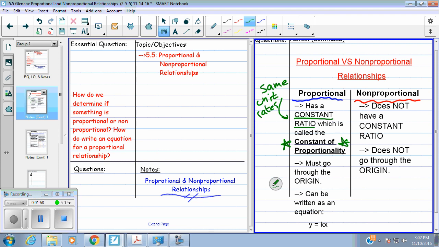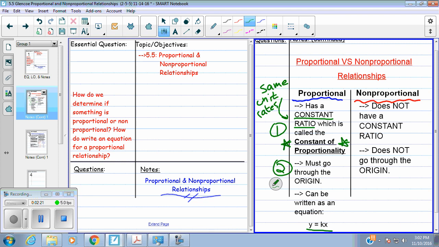For something to be proportional, it has to have the same unit rates, constant ratio, or constant of proportionality. It also must go through the origin when we graph it. And lastly, if it is these two things, one, same ratio, and two, goes through the origin, turns out that we can write an equation for it, y equals kx.